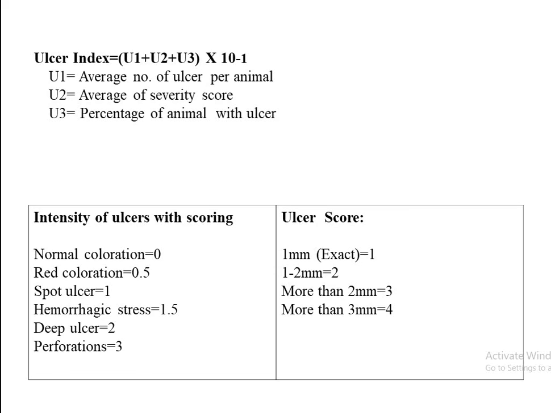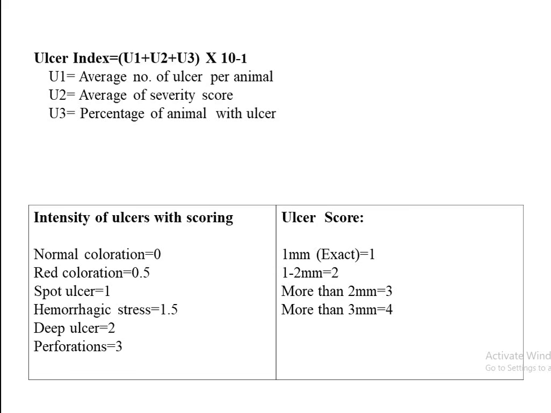How will we calculate the ulcer index? The formula is (U1 + U2 + U3) × 10^-1, where U1 indicates the average number of ulcers per animal, U2 is the average severity score, and U3 is the percentage of animals with ulcers.